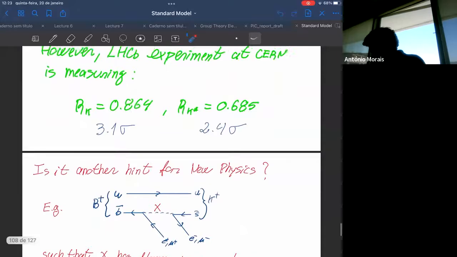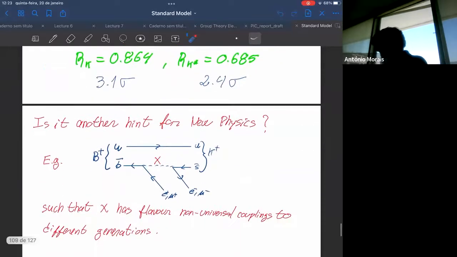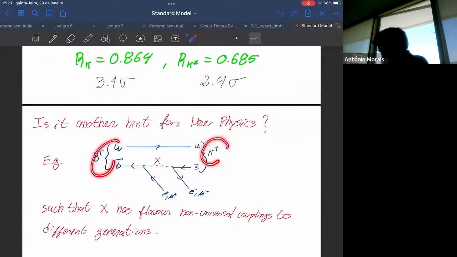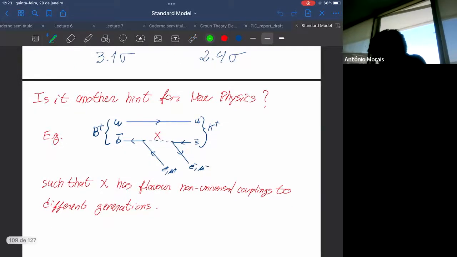So if this persists, this can be a hint of new physics. Here I'm putting an X. The same decay could be produced by some heavy particle at tree level, not loop here. At tree level, X typically is a leptoquark, for example. The leptoquark is a scalar particle that couples to quarks and leptons. So you could have a certain type of leptoquark with an appropriately chosen scalar and charge. Exactly, a leptoquark, for example.